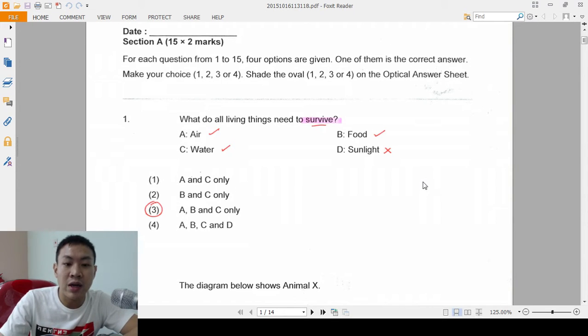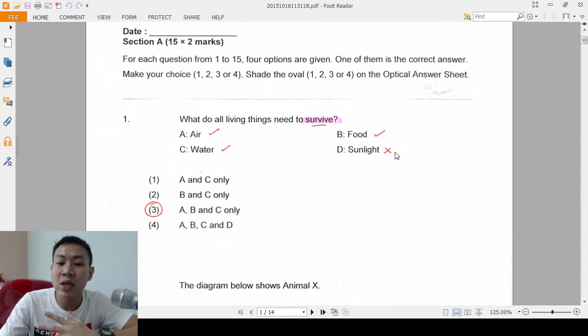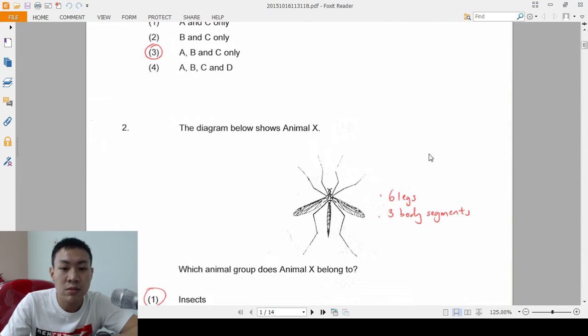Alright, question 1 is asking, what do all living things need to survive? So what I do is that I know that living things need air, food and water, so I put a tick around A, B and C. For sunlight, I don't need sunlight to survive. Sunlight is only necessary for plants for them to grow well, okay? So sunlight is not necessary, but all living things need air, food and water, okay?